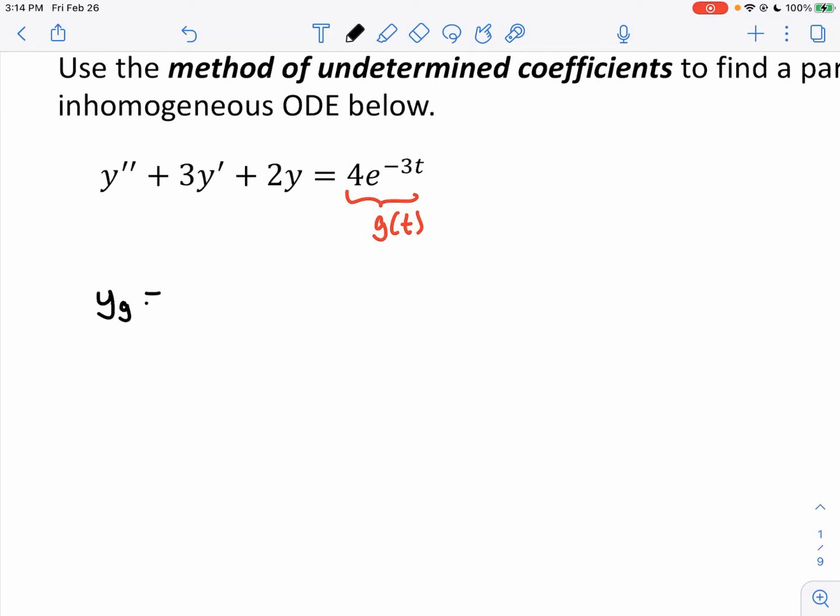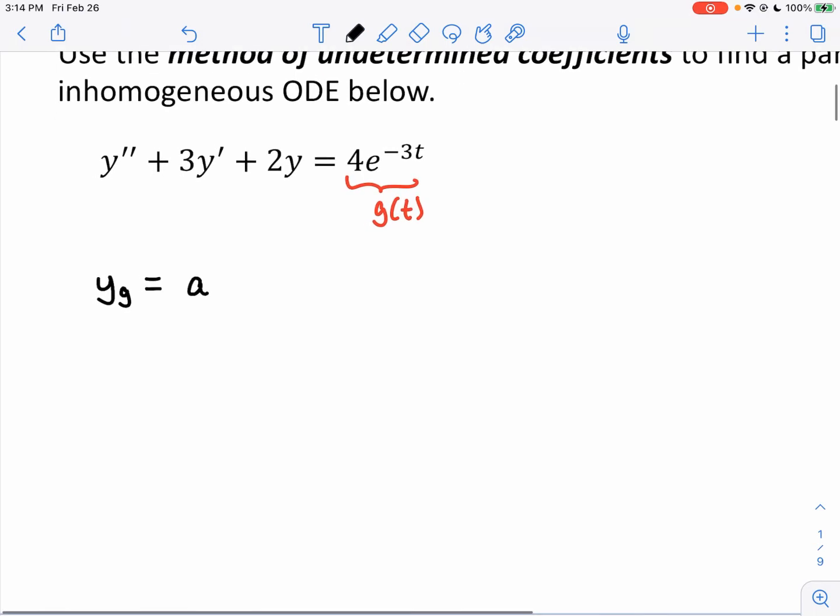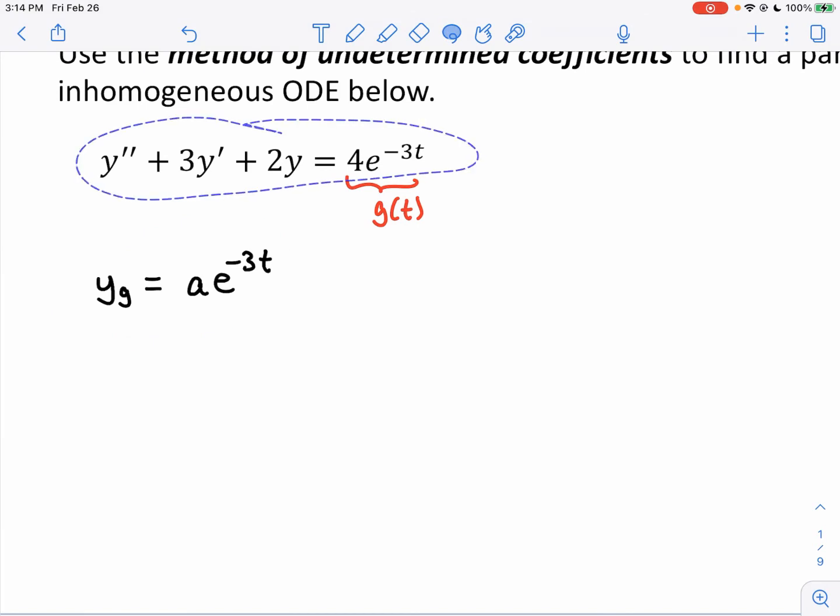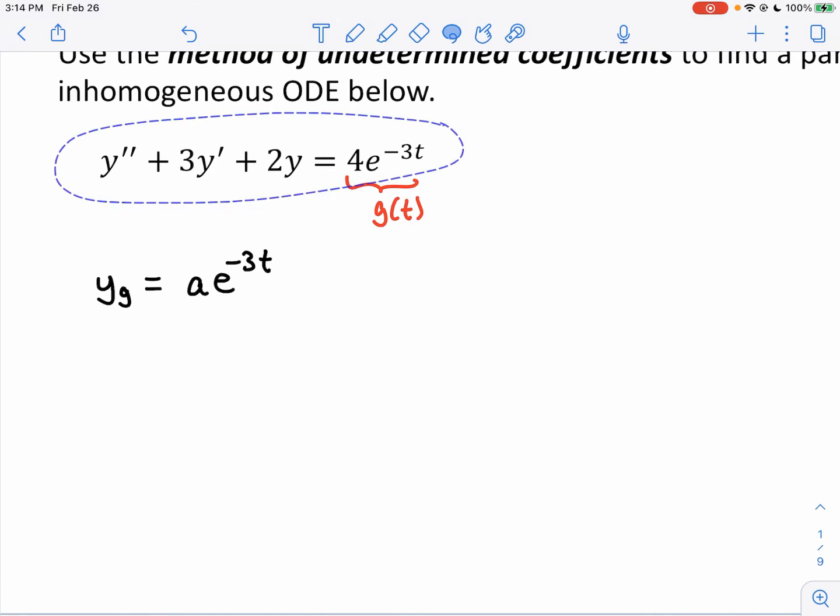So we're going to assume that y sub g is some unknown coefficient, I'm going to use lowercase a, times this g of t function structure, so e to the negative 3t. With this assumption, we're simply going to plug this into the differential equation and see if we can determine what a has to be so that the equation is satisfied.